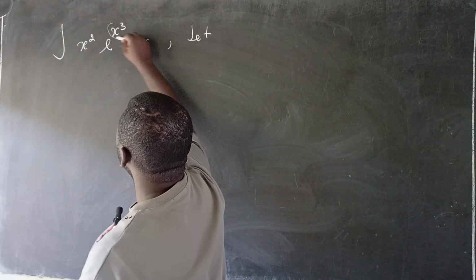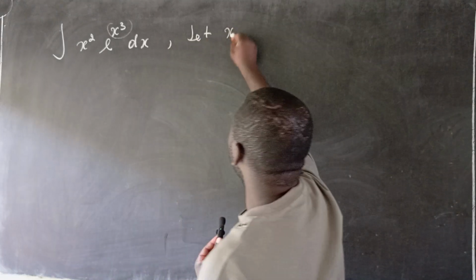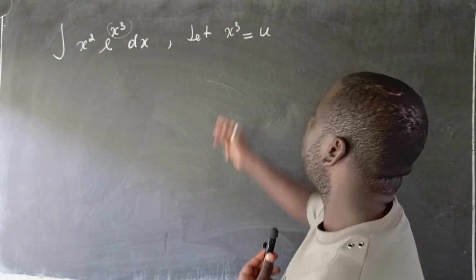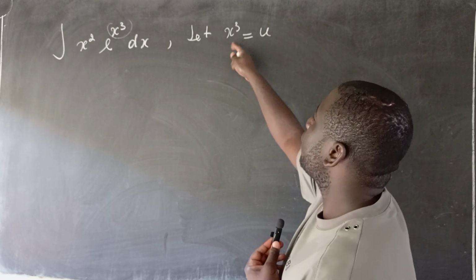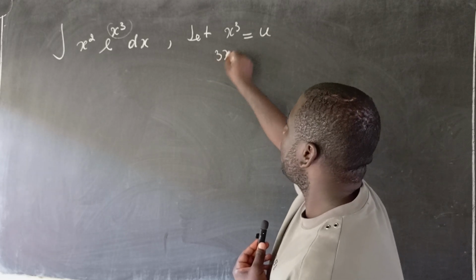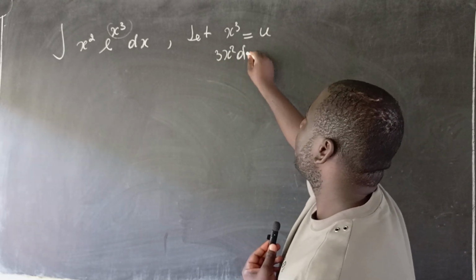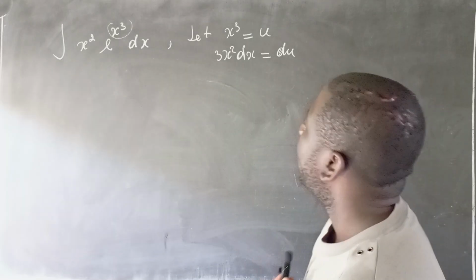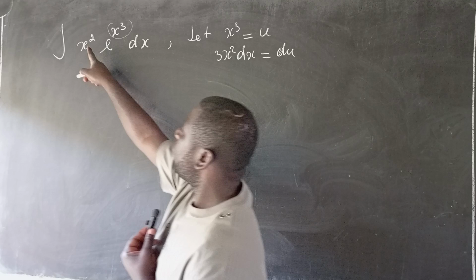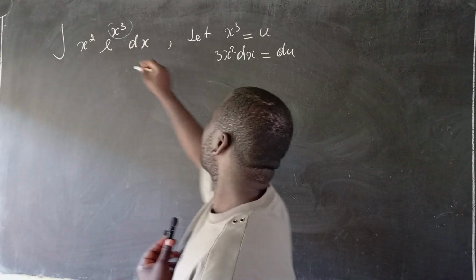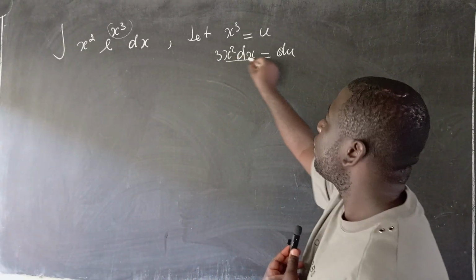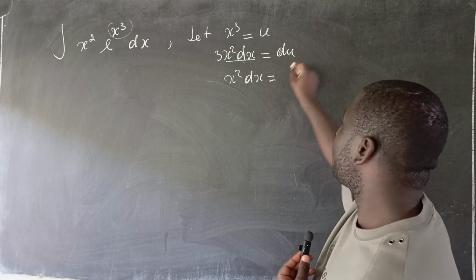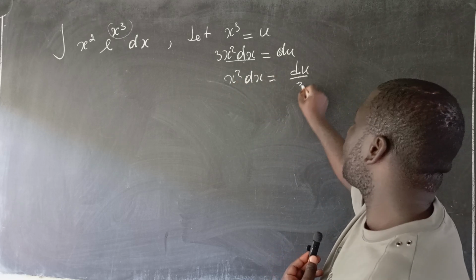this x power 3 to be u. If we differentiate both sides, here we have 3x power 2 dx, which is du. As you see, you have this x power 2 times dx. Can you get it here? So x power 2 dx will be equal to du over 3.